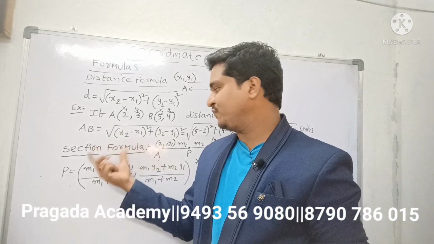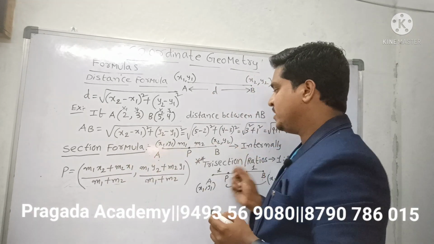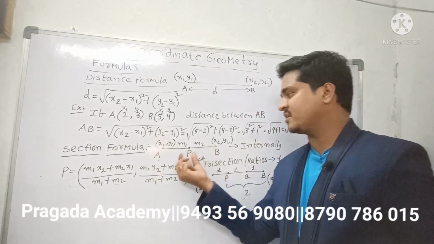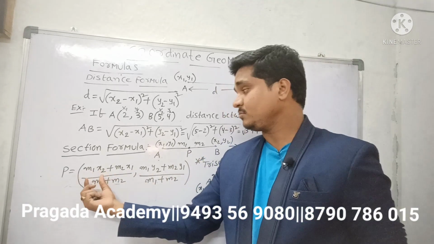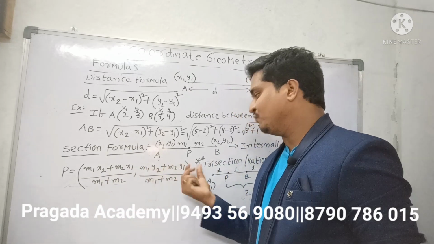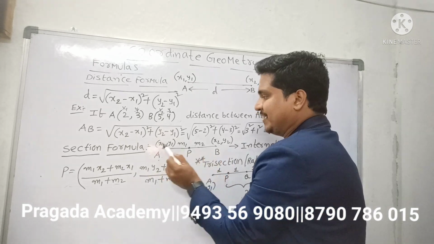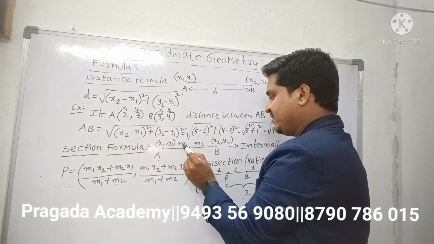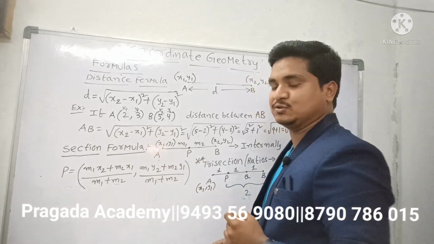So next, the section formula. The section formula is for two points A (x1, y1) and B (x2, y2). Here P divides AB internally. To find the P coordinate, we need to apply the formula P equals (m1 x2 plus m2 x1) by (m1 plus m2), and (m1 y2 plus m2 y1) by (m1 plus m2). See, m1 x2 plus m2 x1 by m1 plus m2. Next, m1 y2 plus m2 y1 by m1 plus m2.